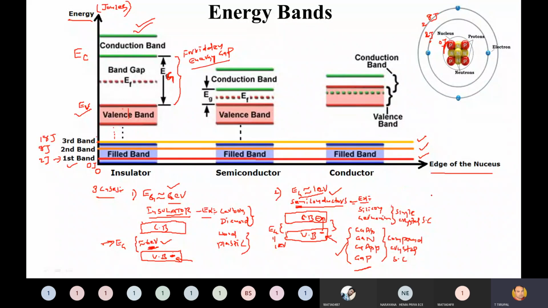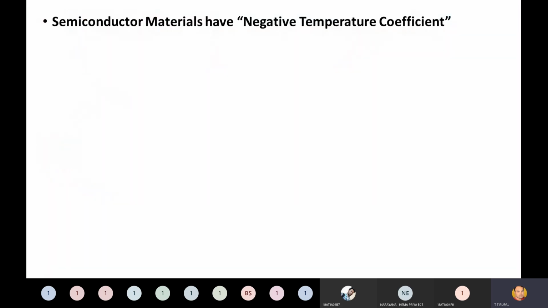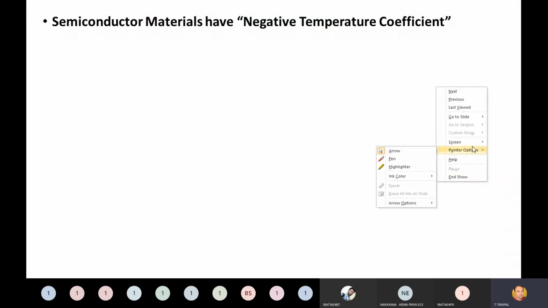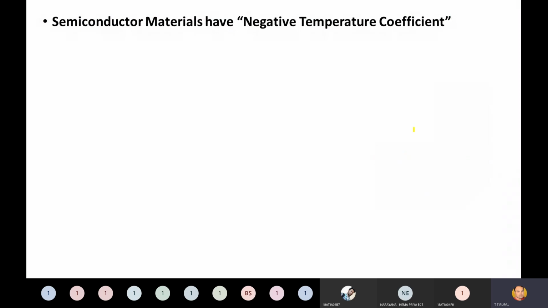All semiconductors possess a negative temperature coefficient. This is a very important point from the GATE point of view. What is this negative temperature coefficient? Let us see. All semiconductor materials have a negative temperature coefficient. So what is this negative temperature coefficient?